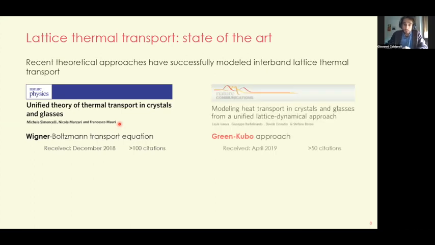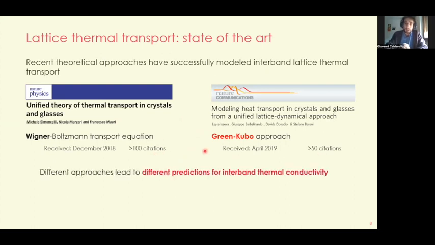And the other one was the one devised by Isaeva, Barbalinardo, Donadio, and Baroni, that instead employed a Green-Kubo approach for a derivation of the thermal conductivity that includes interband contribution. And both works were very successful and highly cited works. But the problem is that these two different approaches lead to different predictions for the interband contribution to thermal conductivity, which is strange because you should expect that a physical observable should be independent of the theoretical approach you use to derive it. And so this was the main motivation of our work.